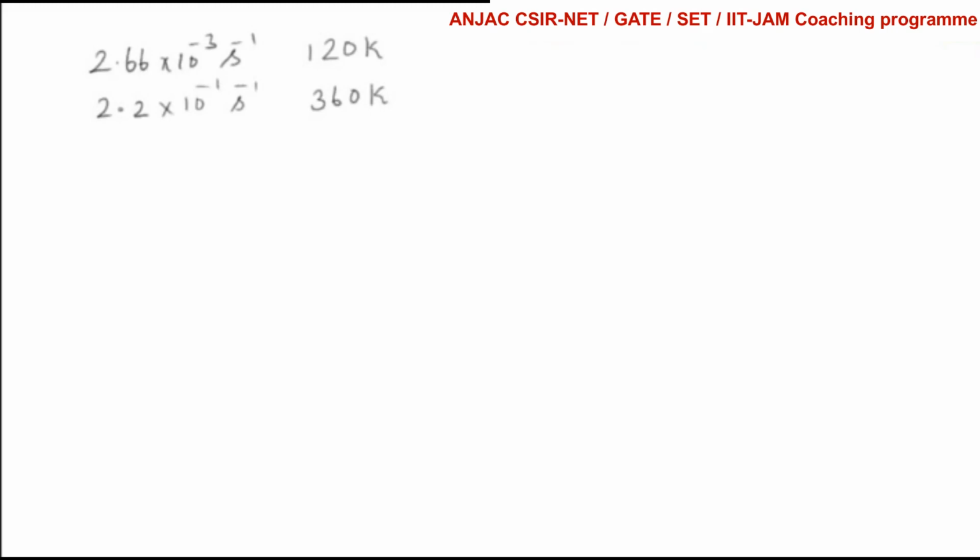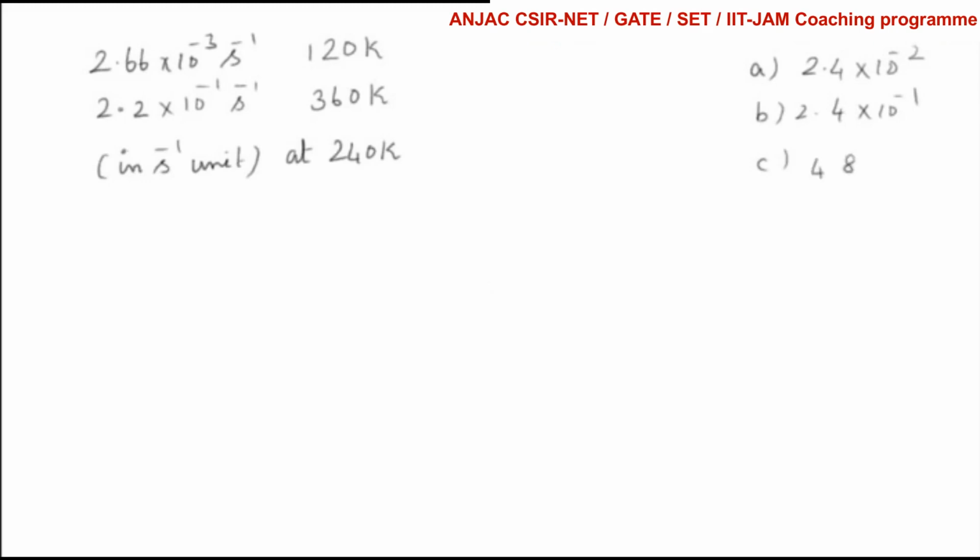The rate constant in per second unit at 240 degree Kelvin would be: option A, 2.4 into 10 power minus 2; option B, 2.4 into 10 power minus 1; option C, 4.8 into 10 power minus 2; and option D, 8.0 into 10 power minus 3.